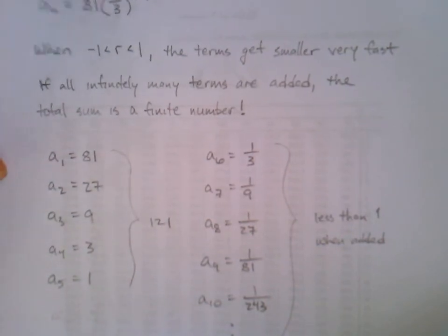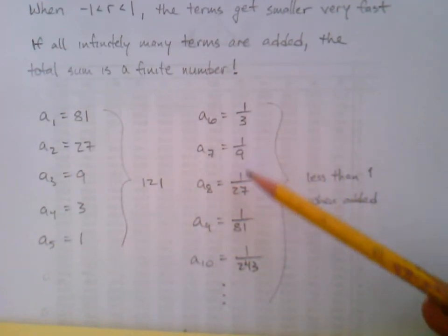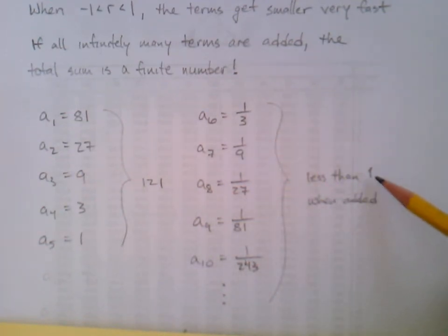Now, of course, this sequence doesn't end there. Plus, there's still infinitely many more terms to be added. But even if you kept adding more and more, those numbers get so tiny that you're hardly adding anything. And even if you kept adding all infinitely many, these from here would not even get to 1. Keep adding more and more terms. You'll never even get to 1 when you put all those together.